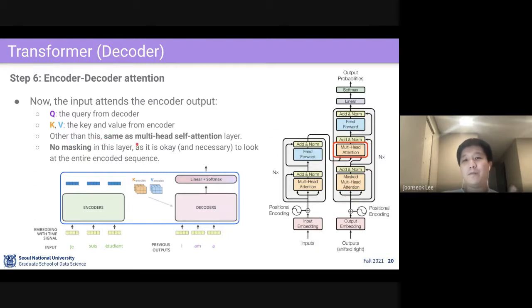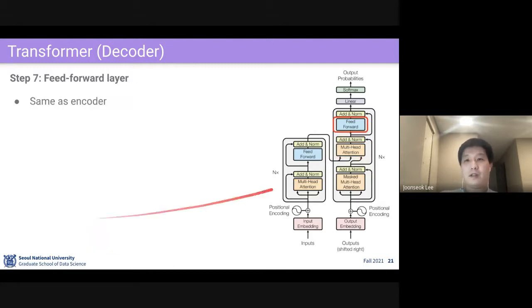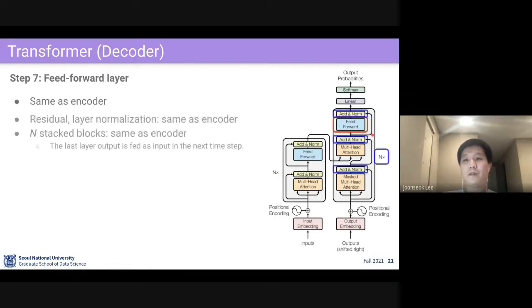Here, I emphasize that they are not masked. We have to look at the entire sentence in the encoder part to find out what the proper word is here, which is the translation of some words appearing in this encoder sentence. So that's the only difference. And then the feed forward is the same as the encoder. And the N times stacked blocks, residual connections, and layer normalization are everything the same as the encoder.